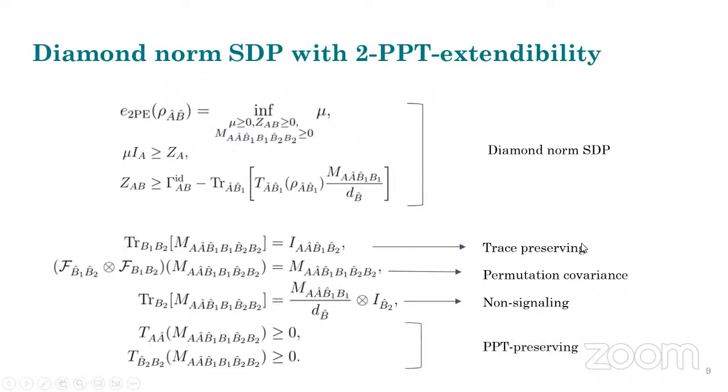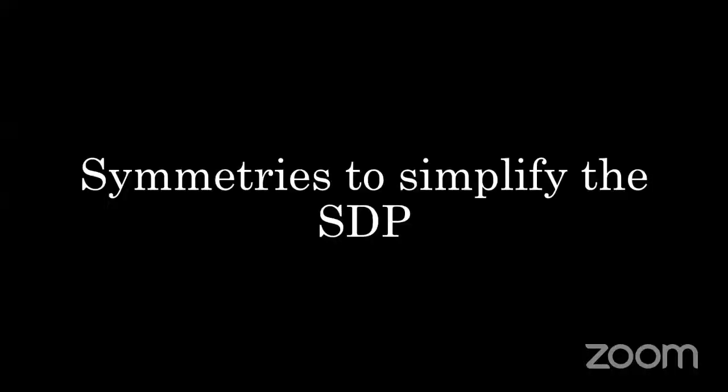So this is the SDP that we can use to estimate the simulation error or get a lower bound on the simulation error. But the problem is that M scales very fast with the dimension of the simulated channel, as well as the resource state. So it depends on all these systems, and it becomes very hard to solve this on a classical computer even for simulating a three-dimensional identity channel. So we can use some symmetries to simplify this SDP.